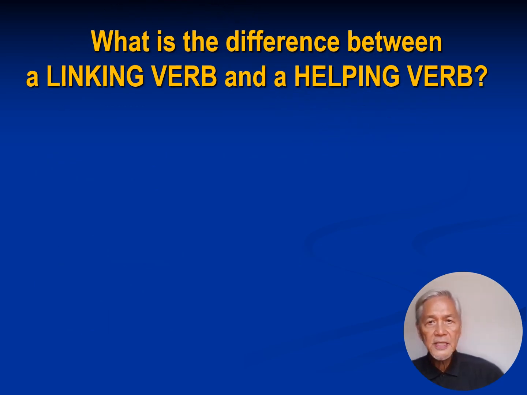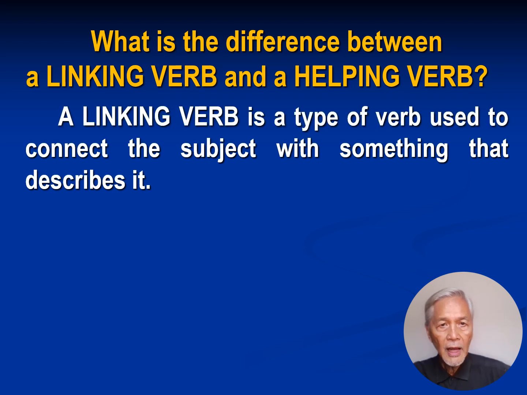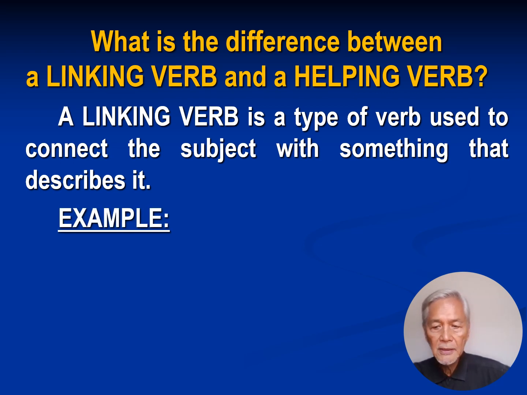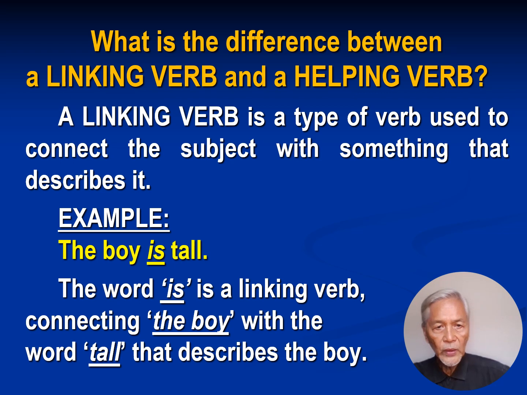What is the difference between a linking verb and helping verb? A linking verb is a type of verb used to connect the subject with something that describes it. Example: the boy is tall. The word is a linking verb connecting the boy with the word tall that describes the boy.